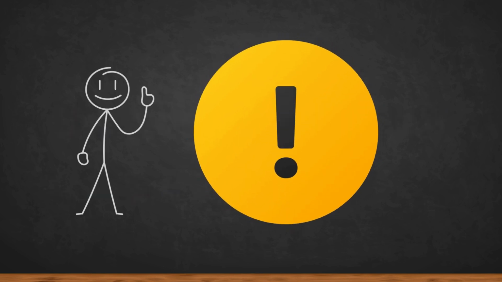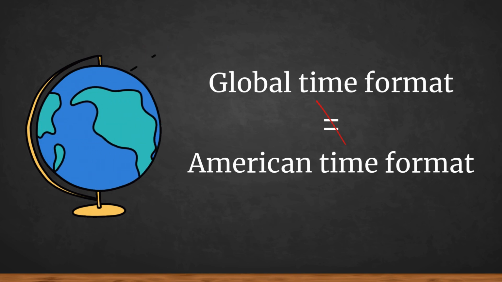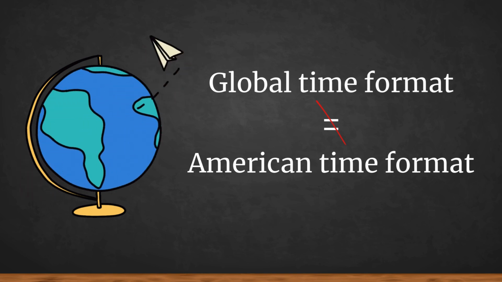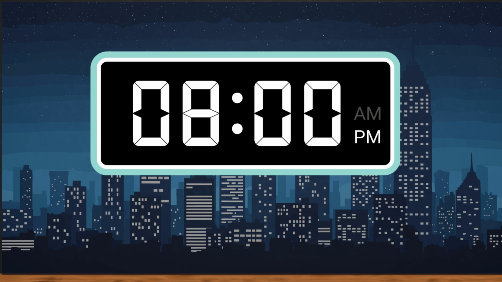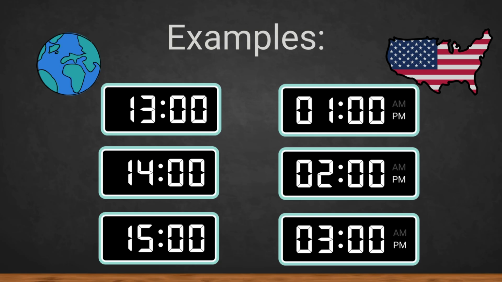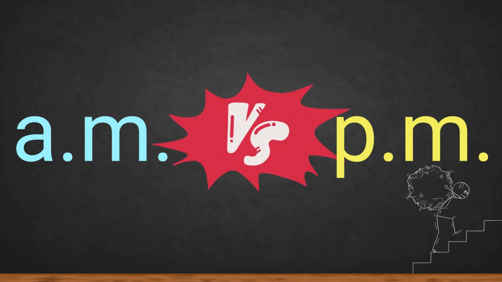Important. Time format is not the same everywhere. There is a global time format and there is an American time format. Around the world, many people use 24-hour time. In the United States, people often use 12-hour time with AM, PM. On a digital clock in the 12-hour format, look for AM or PM. Here are quick examples. 1300 is 1 p.m. 1400 is 2 p.m. 1500 is 3 p.m.